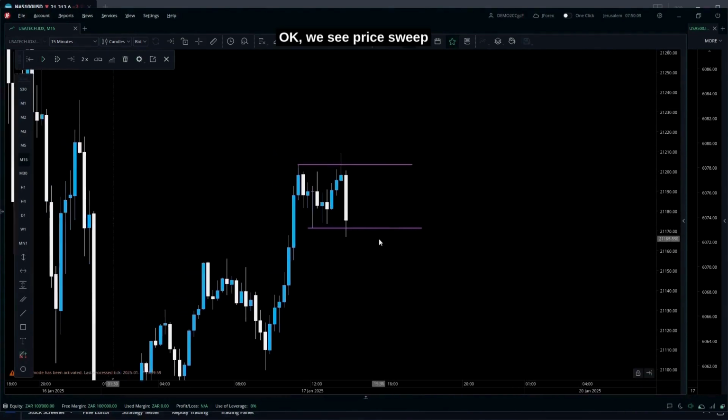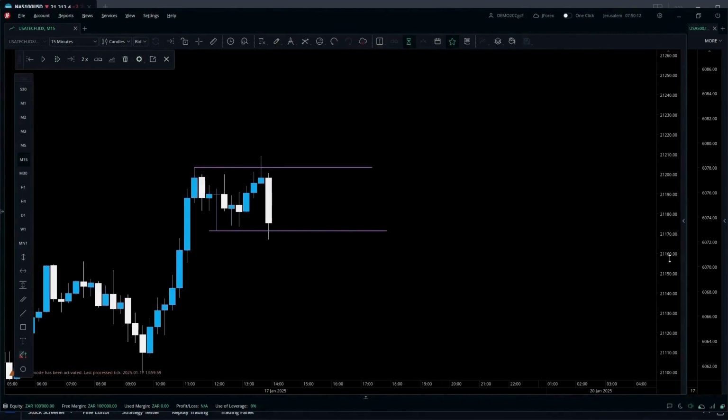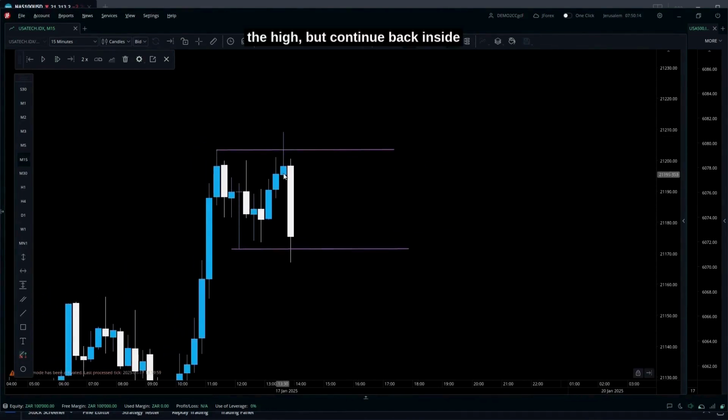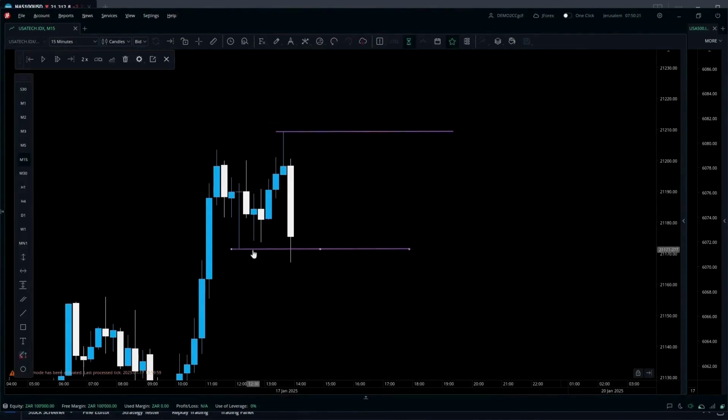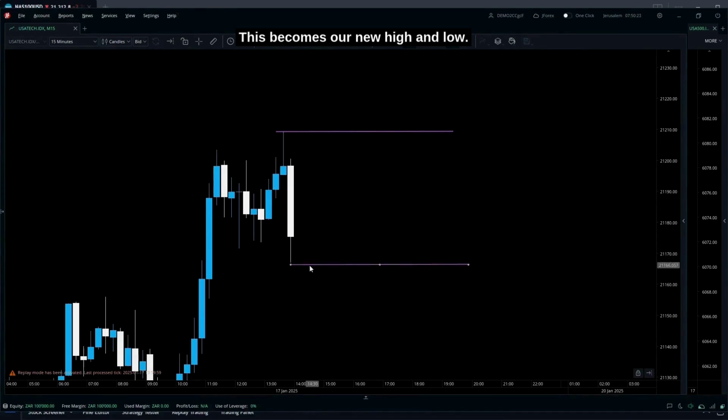Okay, we see price sweep the high, but continue back inside the range. So this becomes our new high. Price sweeps the low. This becomes our new high and low.